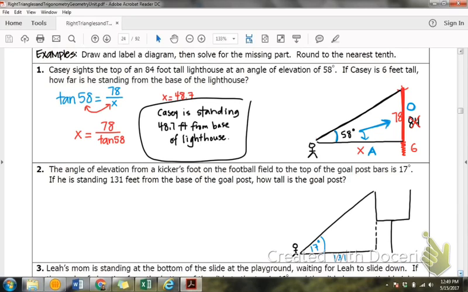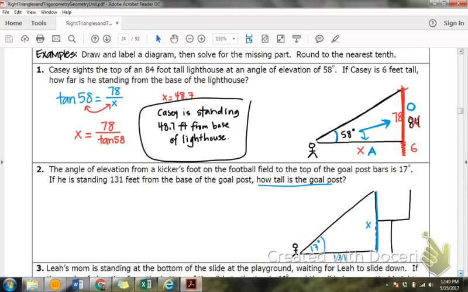And what are we trying to find here, Kara? Where's our x going to go? Is x going to go on the hypotenuse or x going to go on the other side? Because the problem says how tall is the goalpost. Is this representing the height of the goalpost? The side? Okay, so this is what we're trying to find here, this x.